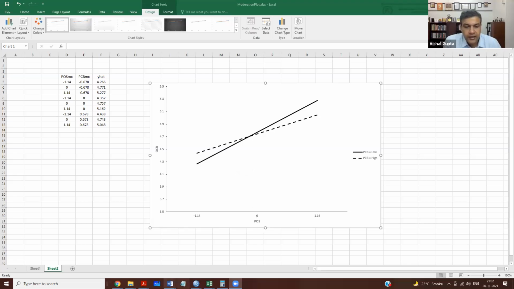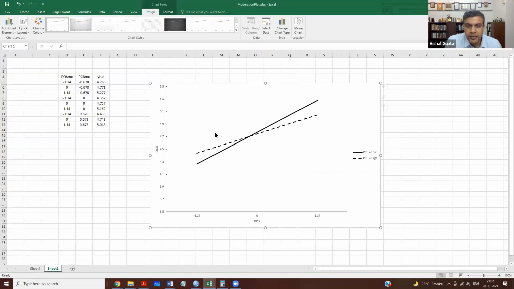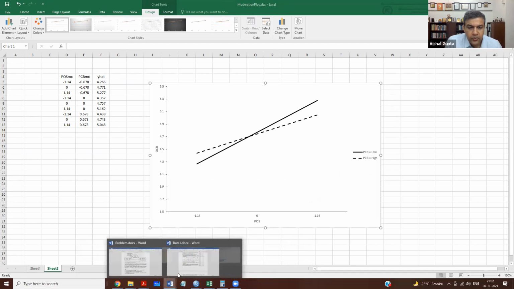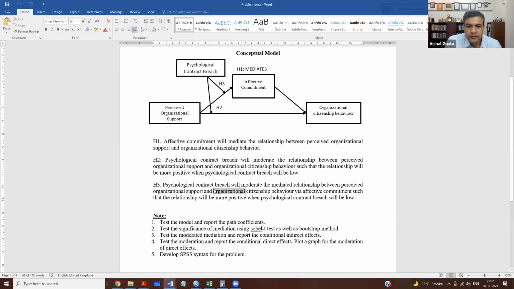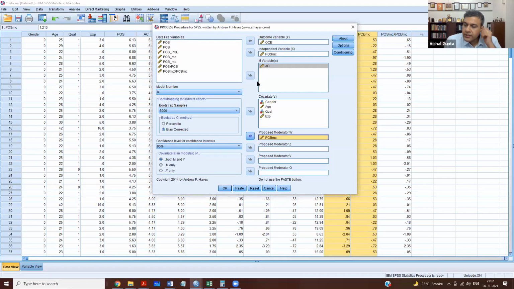yeah, let me share my screen. Okay, so we had done the two hypotheses. The first two hypotheses we had tested. We had plotted this graph. We had tested the moderating role of PCB for the POS and OCB relationship. Now the last thing that we were coming to was this third hypothesis, which is the moderated mediation hypothesis. And I said we will go to, this is where we lost contact.